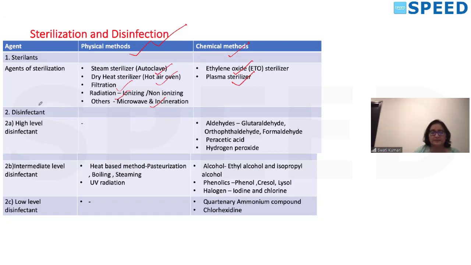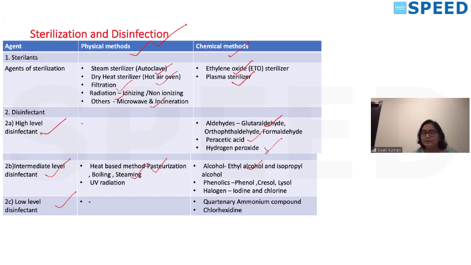Then you have disinfection. You have high level disinfectant, you have intermediate level disinfectant and low level. Please remember which all comes under high level disinfectant. You have aldehydes, glutaraldehyde, orthophthalaldehyde, formaldehyde, that comes under high level disinfectant. Peracetic acid, hydrogen peroxide. Then you have intermediate level. Intermediate level, you have physical, pasteurization, boiling, and all comes under intermediate level.